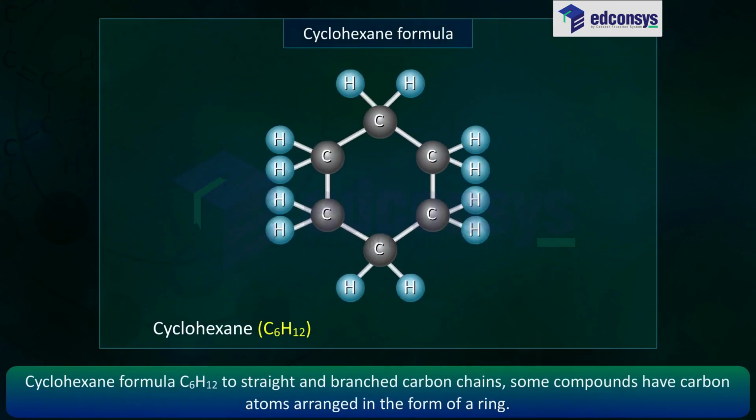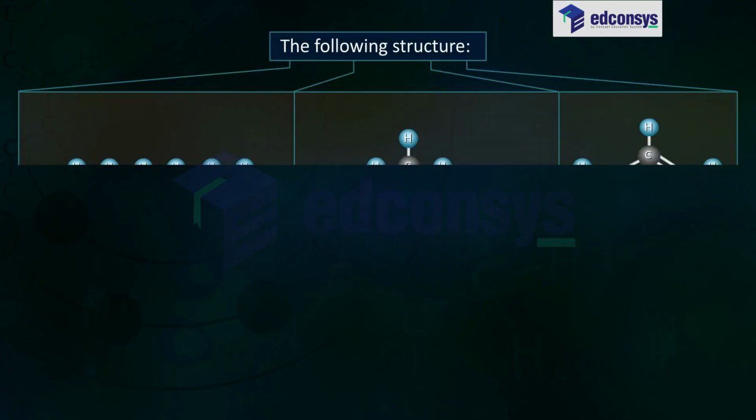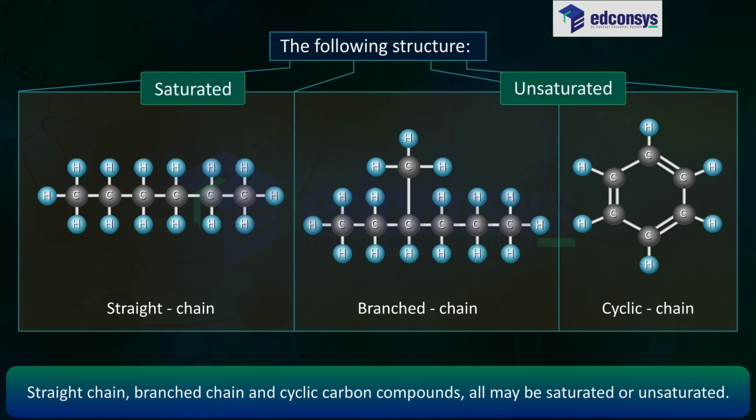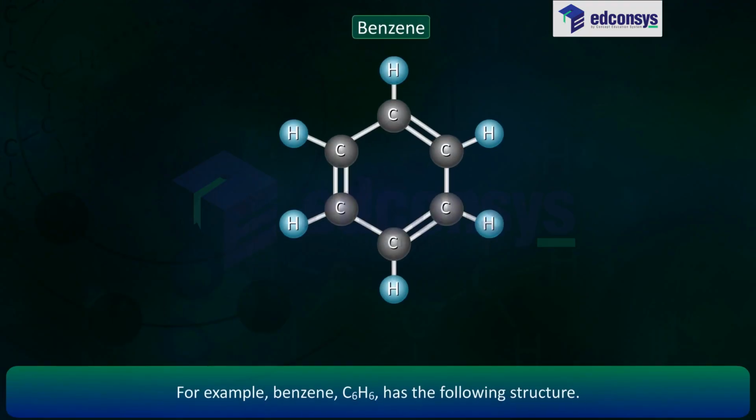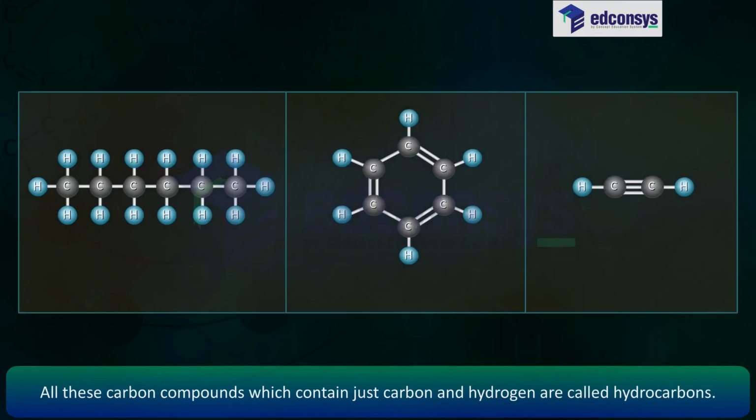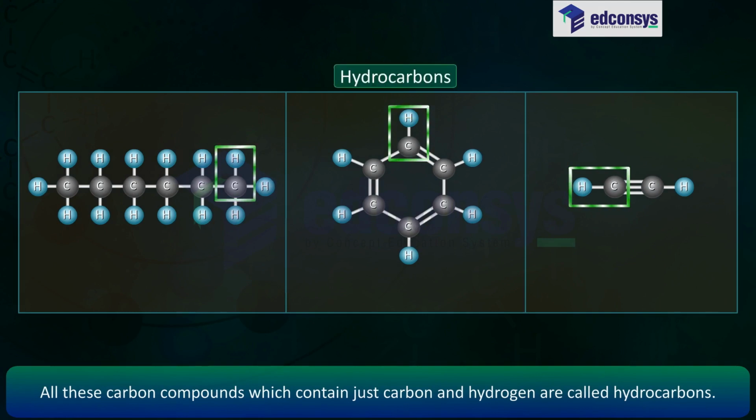Cyclohexane, formula C6H12, in addition to straight and branched carbon chains. Some compounds have carbon atoms arranged in the form of a ring. Straight chain, branched chain, and cyclic carbon compounds all may be saturated or unsaturated. For example, benzene C6H6 has the following structure. All these carbon compounds which contain just carbon and hydrogen are called hydrocarbons.